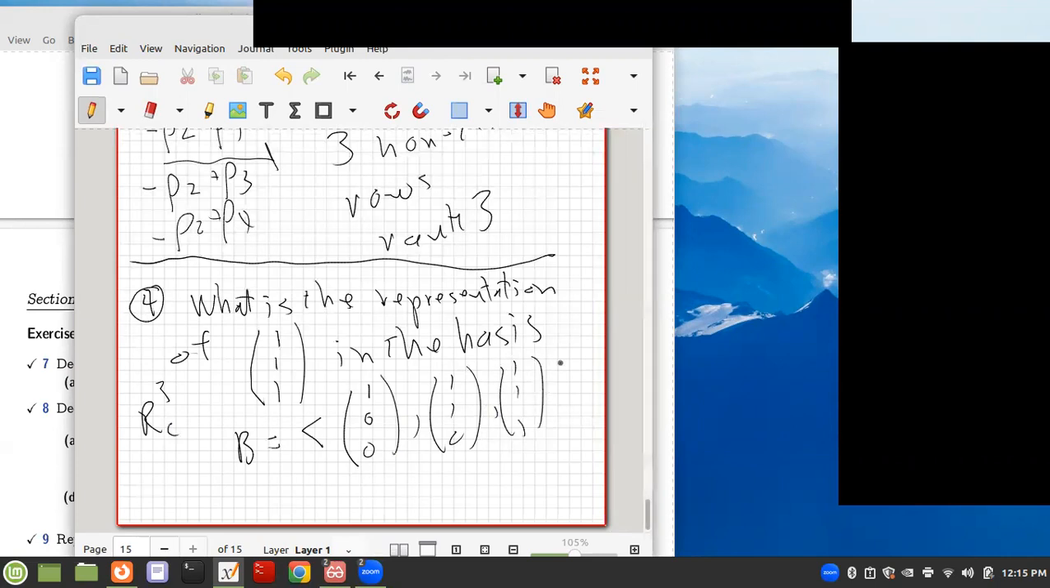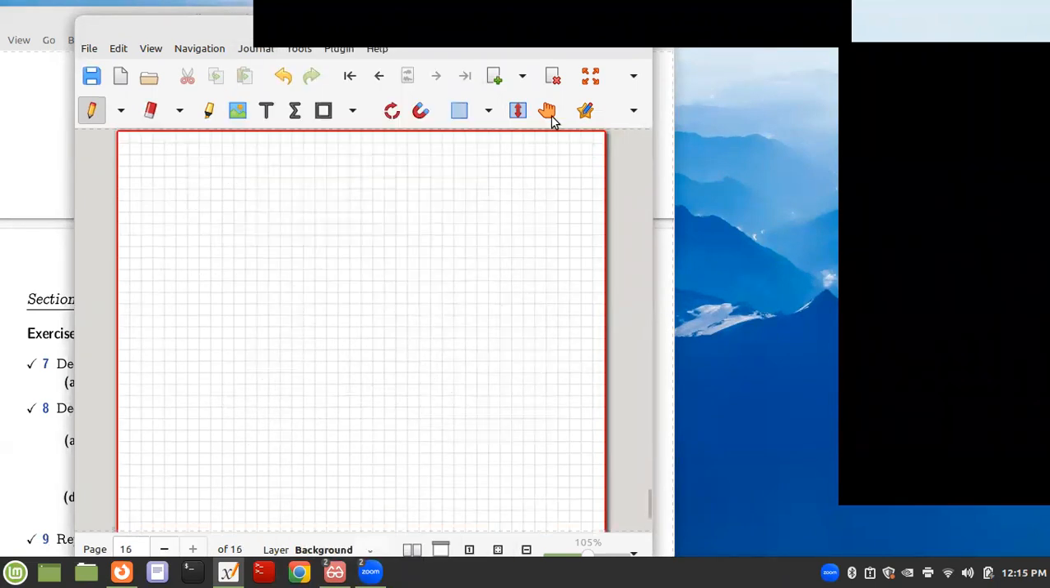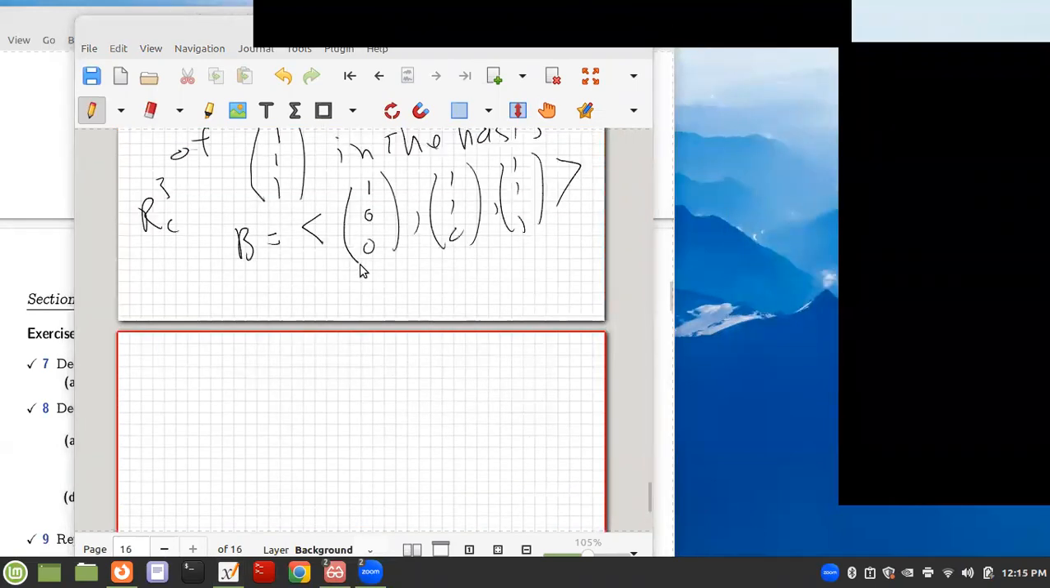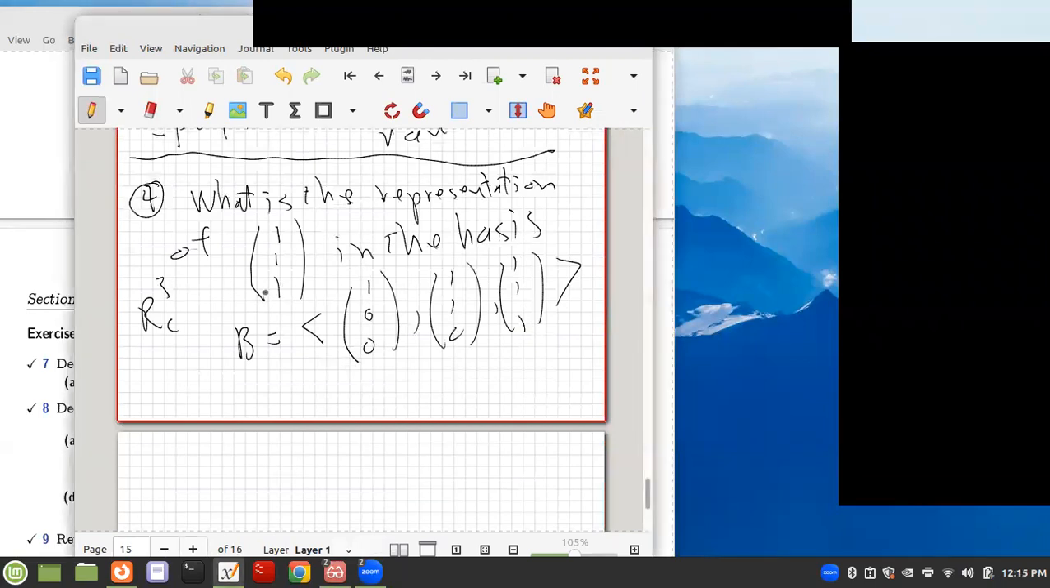1, 1, 1. So I'm telling you that this is a basis, right? Okay, so here's a basis, and here's my vector V. So this is the standard basis. What is the representation of this vector in basis B? Do you guys have an idea? Or not?